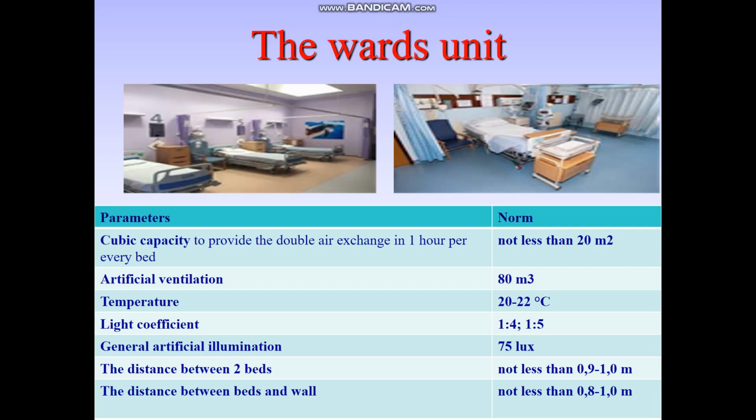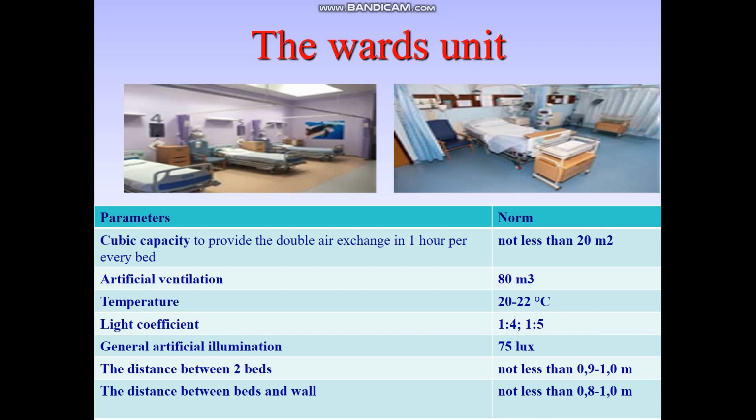Floor-to-ceiling height of ward and operating room should be not less than 3 and 3.5 meters accordingly. The cabin capacity to provide the double air exchange in 1 hour per every bed should be not less than 20 square meters. Artificial ventilation should provide 80 cubic meters of air supply and derivation per hour.